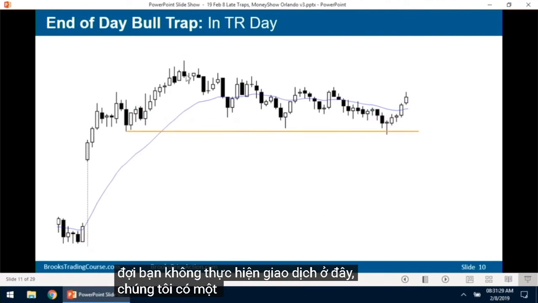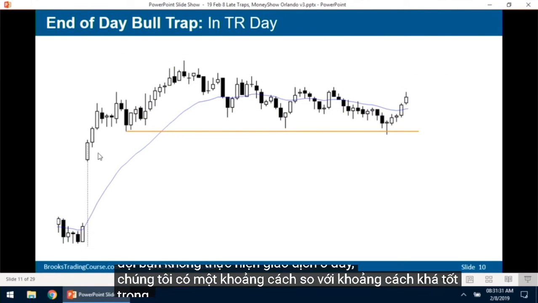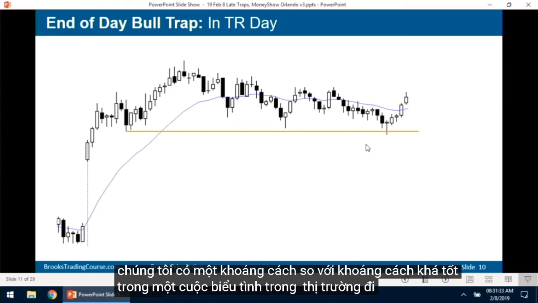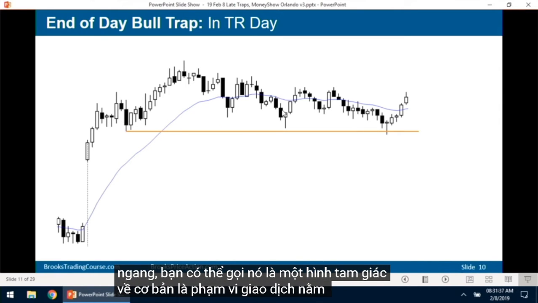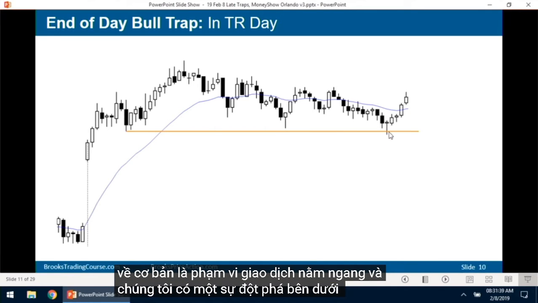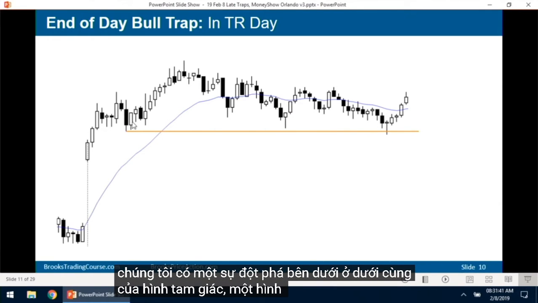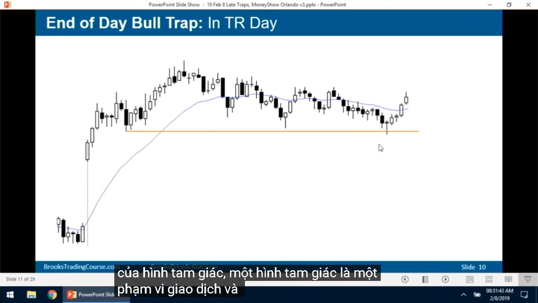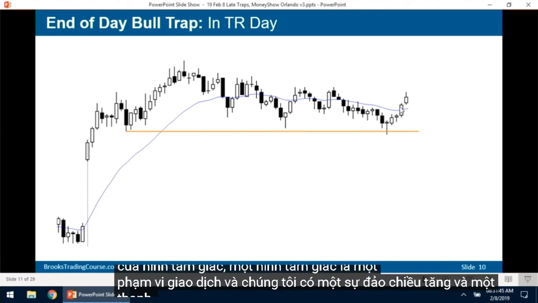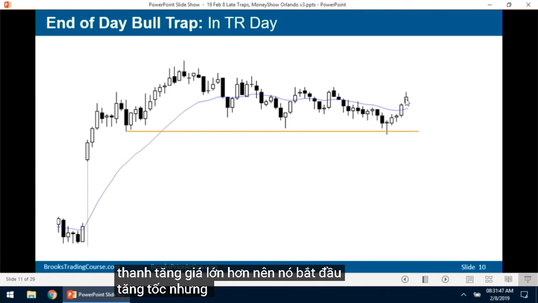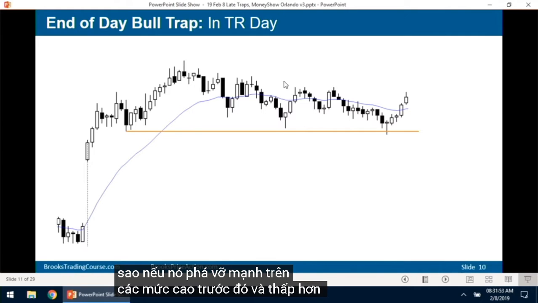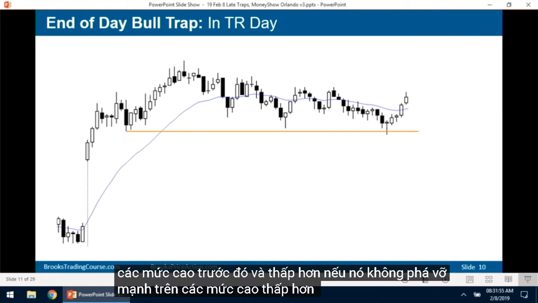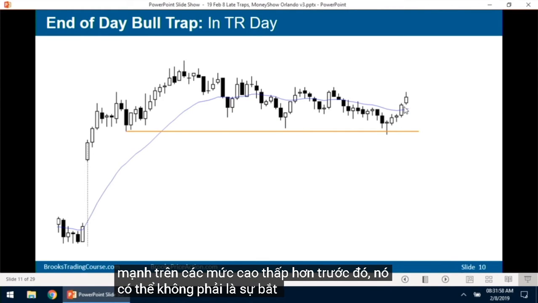Here we have a gap up, pretty good sized gap up, and a rally. And then the market went sideways. You can call it a triangle, basically a horizontal trading range. And we have a breakout below the bottom of the triangle. A triangle is a trading range. And we have a reversal up and a bigger bull bar, so it's starting to accelerate up. But always look to the left, okay? Is it breaking strongly above prior lower highs? If it's not breaking strongly above prior lower highs, it might not be the start of a bull trend.